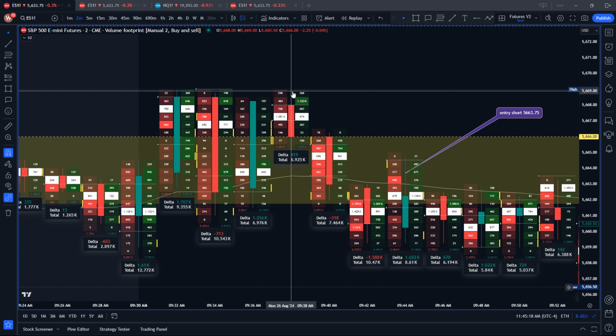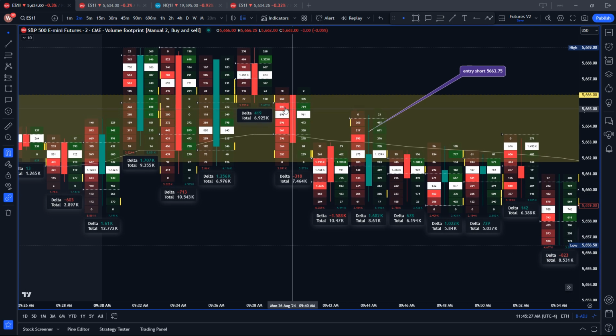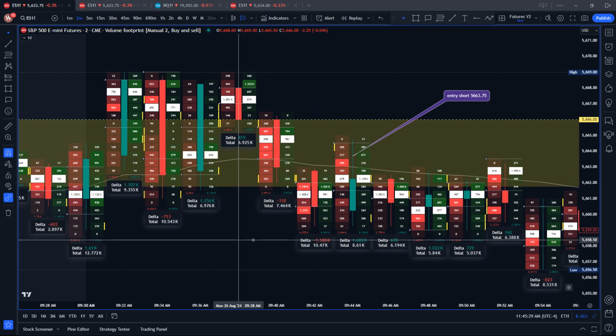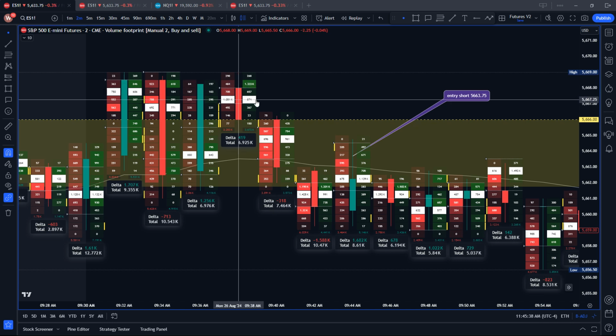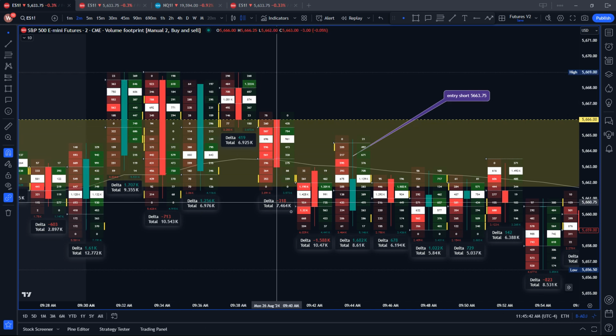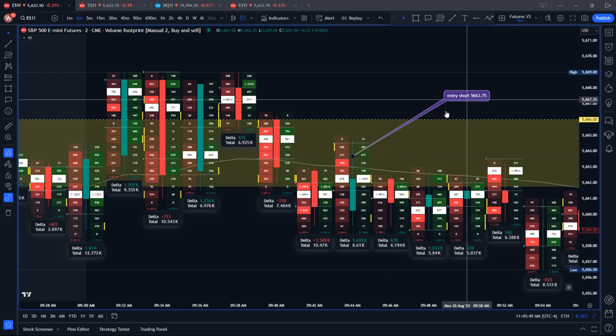Right after this got rejected, you can see this major imbalance here. Immediately when I saw this, I wanted to look for shorts. We pull back into this area where this imbalance occurred from the sell-off. I look at this as people buying the breakout and being trapped, and then they have to liquidate their orders. So they get filled here, and that's where I make my entry short too.